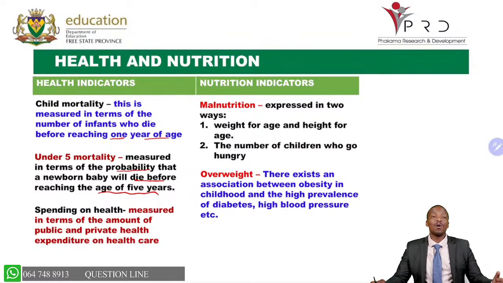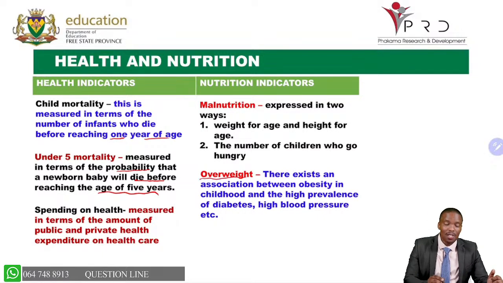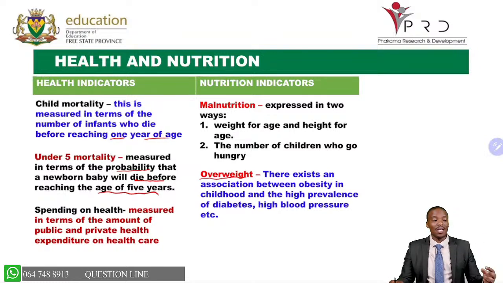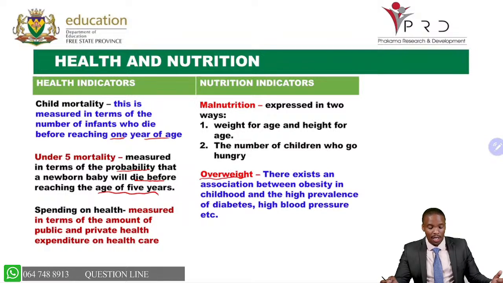Then also we look at the issue of overweight. It exists in association between obesity in childhood and the high prevalence of diabetes as well as high blood pressure, etc. So we do not want to see a situation where children, especially at younger ages, are overweight, or on the other side where they are underweight. There should be a normal growth, which will tell us, or indicates, the first indicator that we talked about, which is life expectancy. So this has a direct relationship to that.